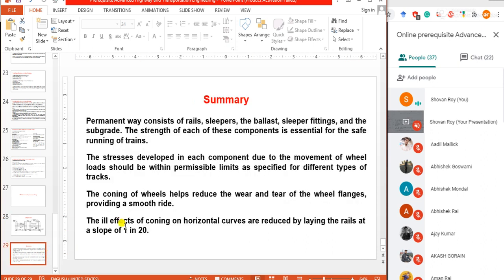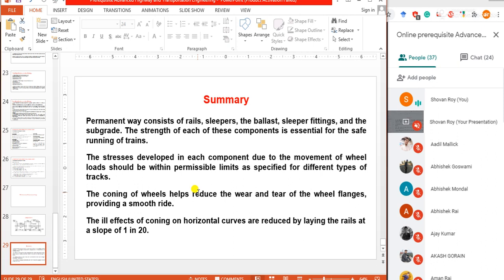Finally, the summary of the permanent way. The permanent way consists of rails, sleepers, the ballast, sleeper fittings, and the subgrade. The strength of each of these components is essential for the safe running of trains. The stresses developed in each component due to the movement of wheel loads should be within permissible limits as specified for different types of tracks.